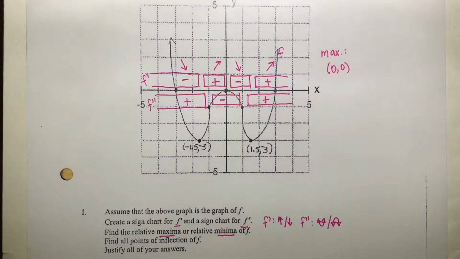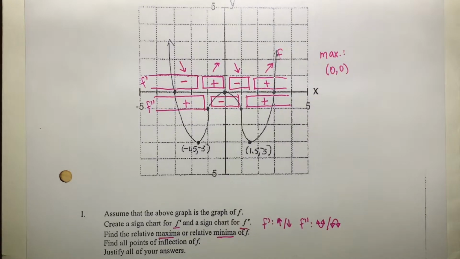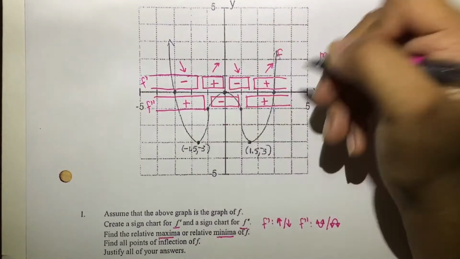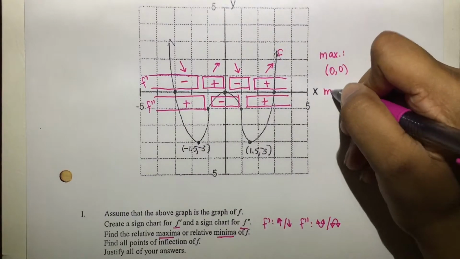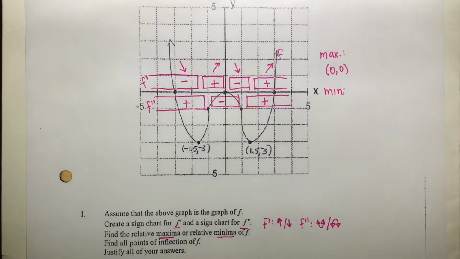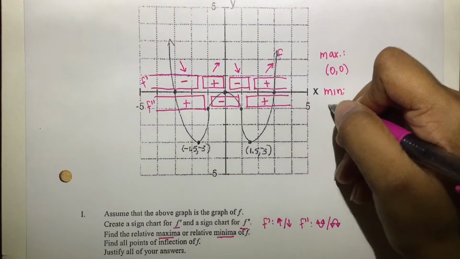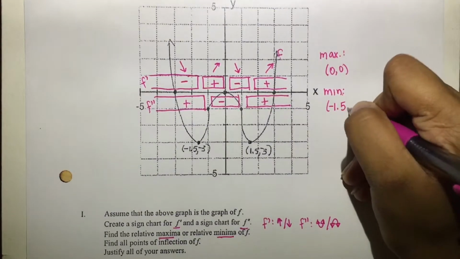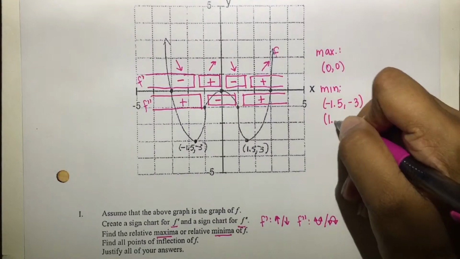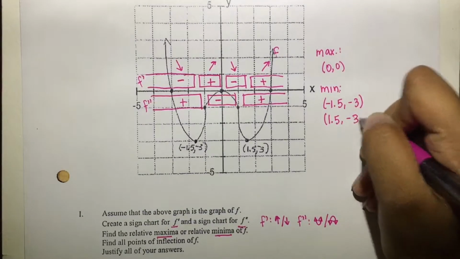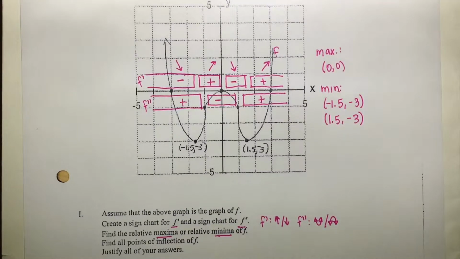Moving on, we can say that there is a minimum when the graph goes from decreasing to increasing, or negative to positive, and that occurs at 2 points on the graph. In this case, those 2 points are at negative 1.5, negative 3, and at 1.5, negative 3. And that is our answer for the second part of this problem.